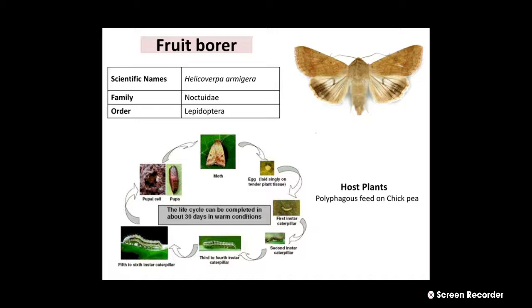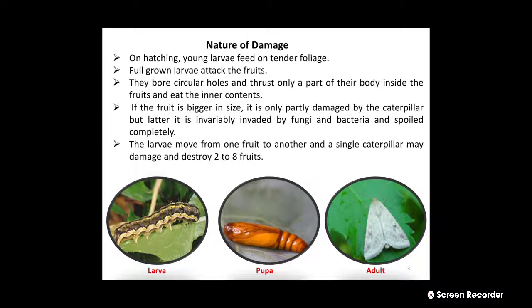The next point is nature of damage. As we know, the damaging stage is larva or caterpillar. After hatching from the eggs, the young larva feed on the tender foliage. Then the full grown larva attack the fruits and bore circular holes and thrust only a part of their body inside the fruits and eat the inner content. This is the characteristic damaging symptom of the fruit borer or Helicoverpa armigera.